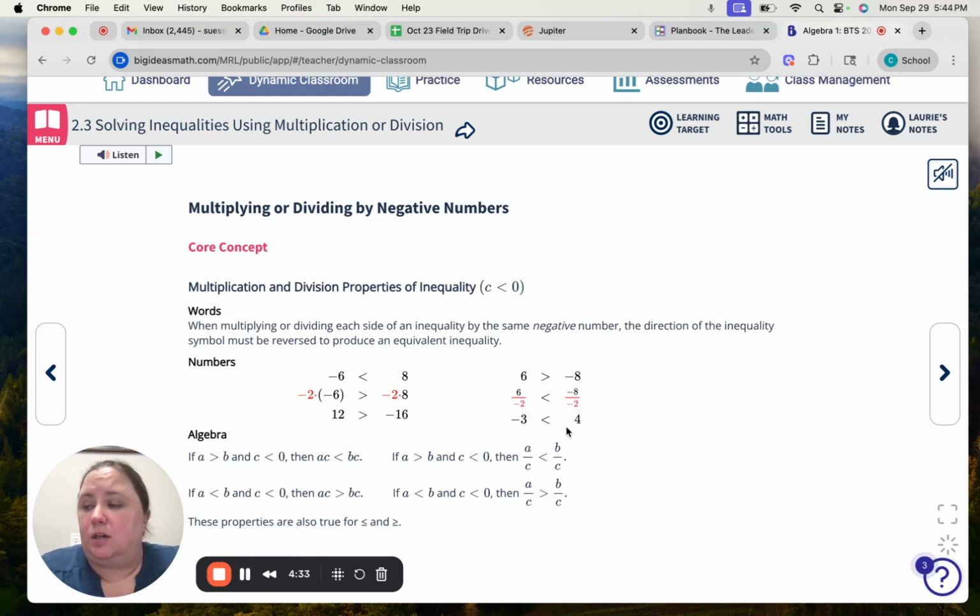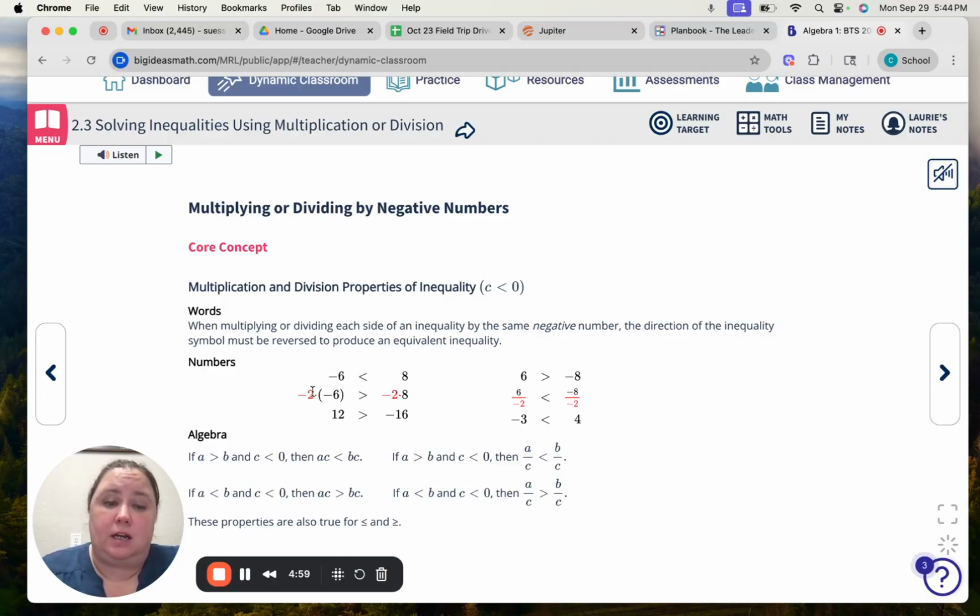All right, hopefully you guys all got numbers 1 through 4 done. So now let's talk about multiplying or dividing by a negative number. This is where the change happens. So when you are multiplying or dividing by a negative number, the sign has to flip which way it's facing. For instance, if I have negative 6 is less than 8 and I multiply both sides by a negative 2, that's going to flip your sign.